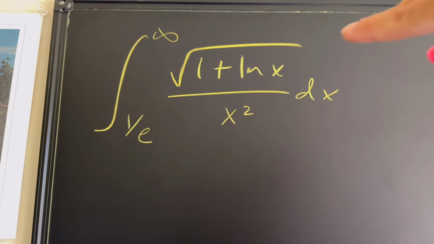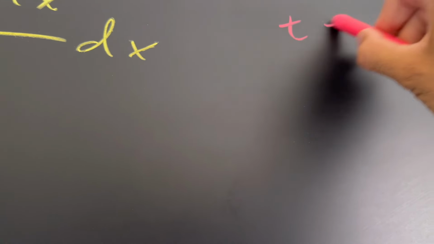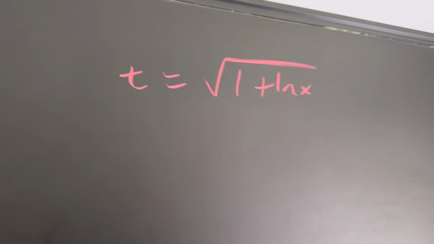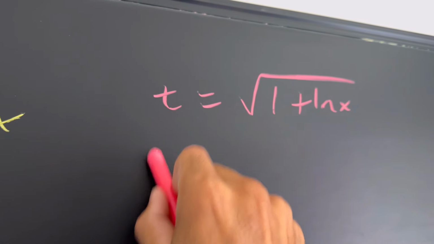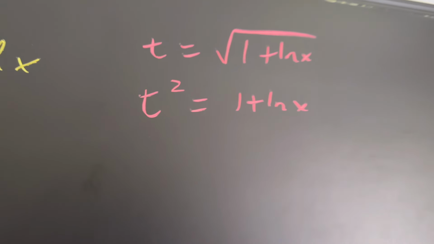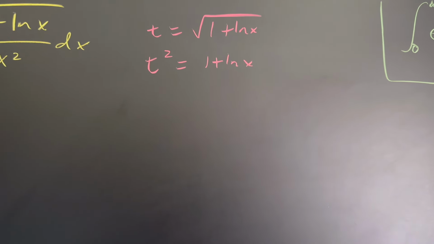So I'm going to label this t. We're going to say t is equal to the square root of 1 plus the natural log of x. Now we're going to square both sides so that we get t squared equals 1 plus the natural log of x. Okay, so far so good, because now we're going to find our differential.